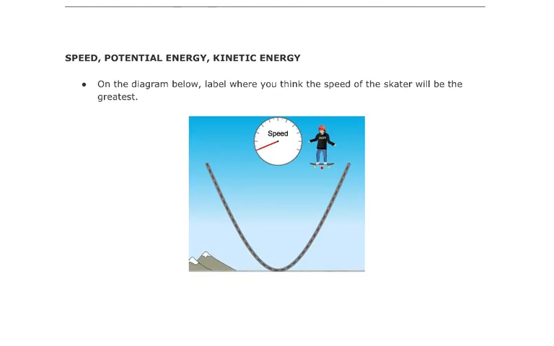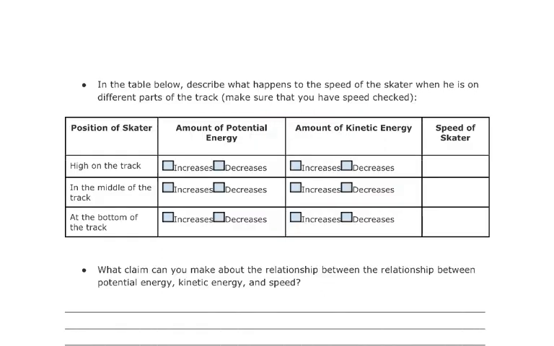Okay. So where's the speed of the skater the greatest? You should have seen that it was the greatest at the very bottom. This is what we would call our reference point or our height of 0. Okay. So that reference point is going to be really important, and we'll talk about that some more. Okay, so when he's on different parts of the track.